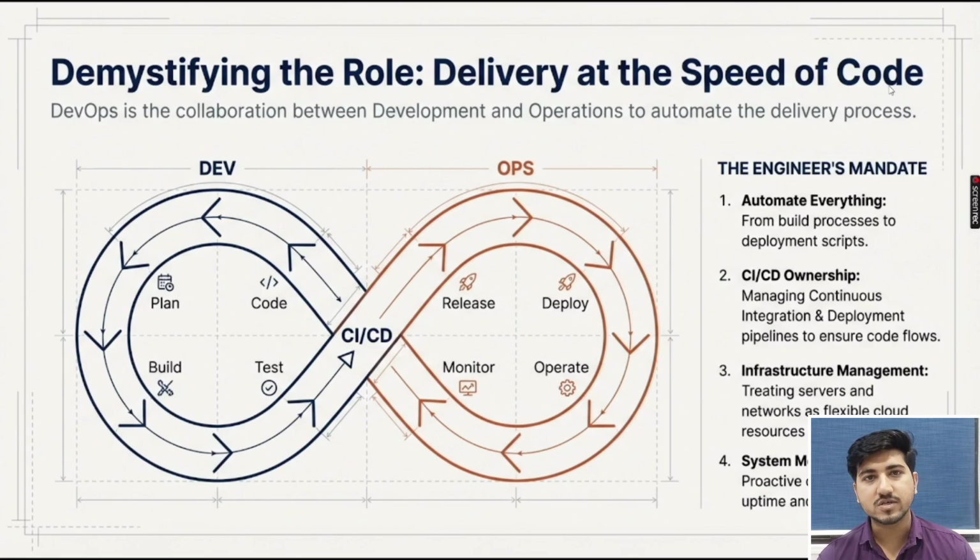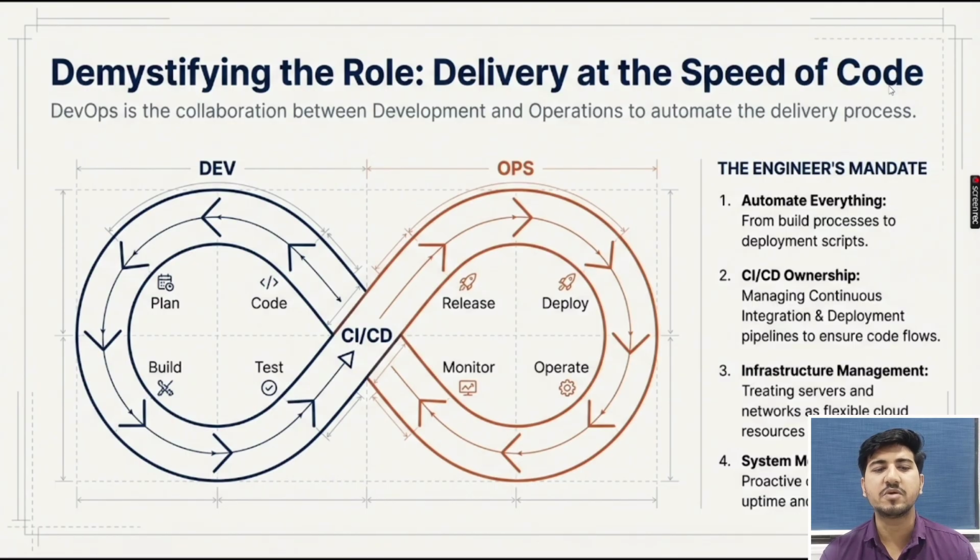Next is the system ownership. Since you'll be doing the development as well as the operations, you will have ownership of the whole overview of the project, proactively overseeing to ensure the uptime as well as the performance. Everything will be under your control, and you will be managing system monitoring, infrastructure management, and CI/CD management, which will be your ownership, and you will also be automating everything.